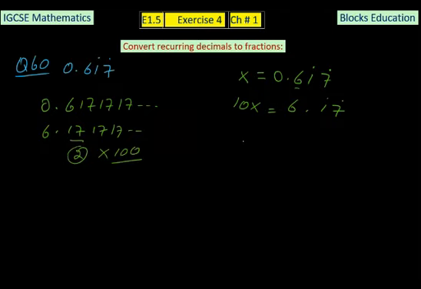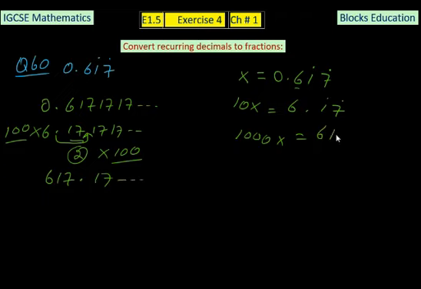So 100 times 10x makes 1000x equals, look, multiplying by 100 means this decimal will move two places to the right, so it will be 617.17 and keep on repeating. So we can write 617.17, and 1 and 7 are the recurring decimal, and we're going to subtract from this our original equation. We're going to subtract 10x equals 6.17, and these are the repeating decimal.